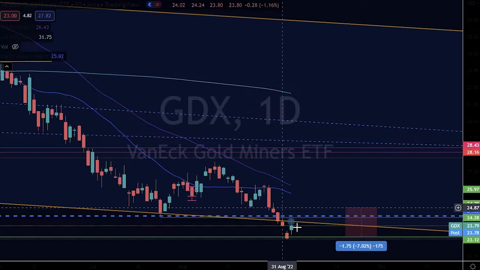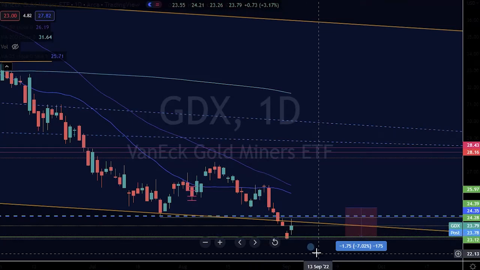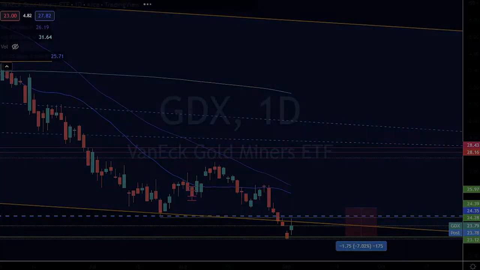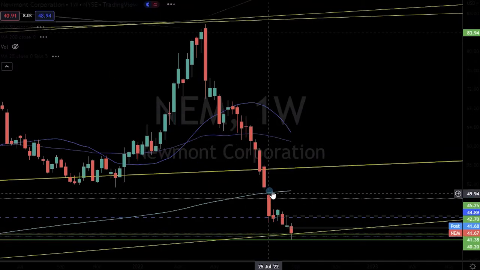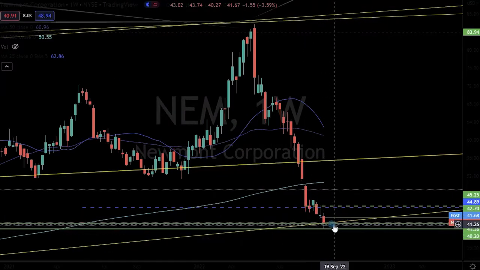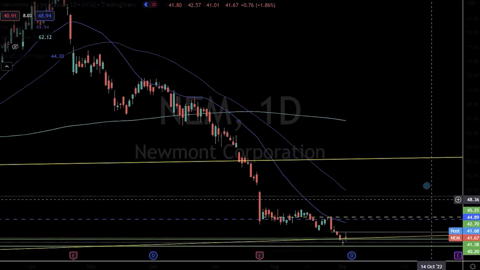Even if you look at the GDX, you typically want to see the miners leading the metals, and that's certainly what we saw today, another 3% up on the GDX. Look at that add that we did on the GDX, 23.12, and a beautiful move off of that level. We also have Newmont, which we're slightly out of the money, but again, another strong day for Newmont, up 1.86%.